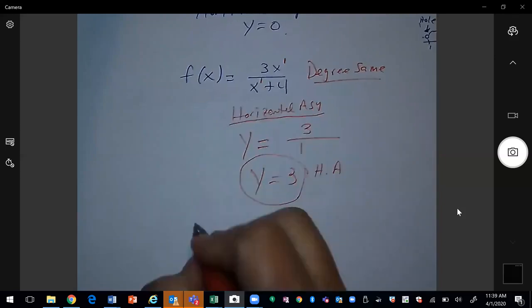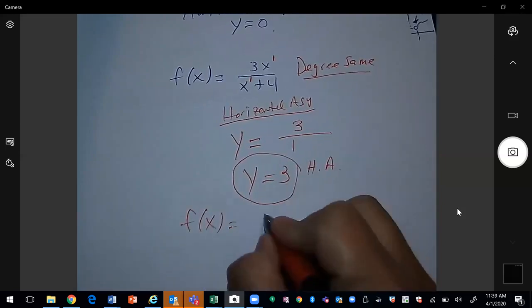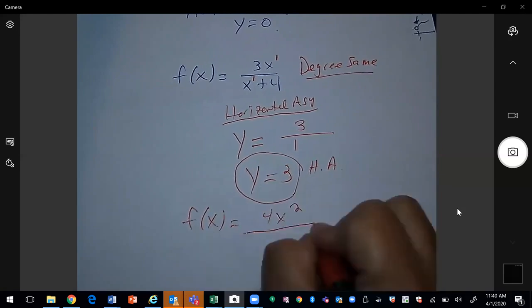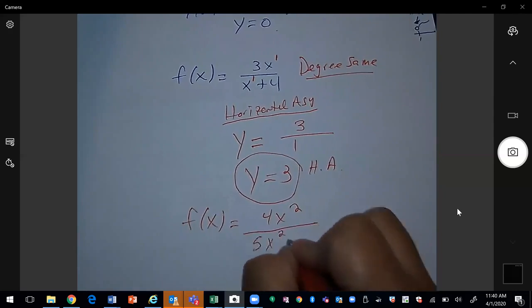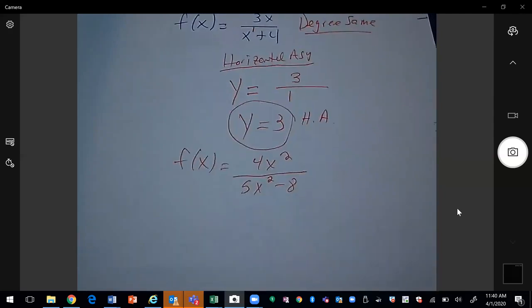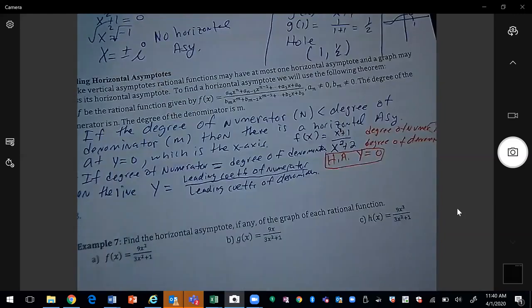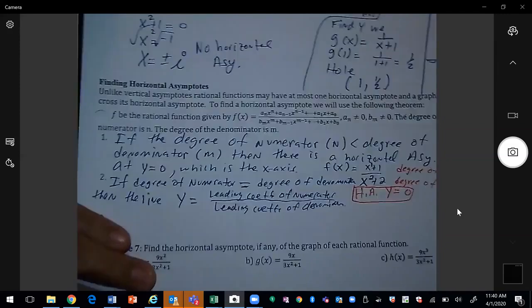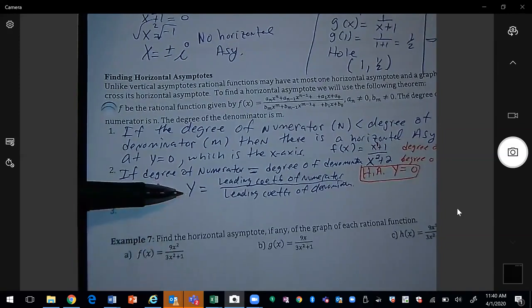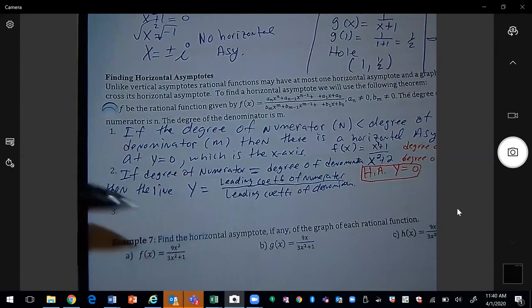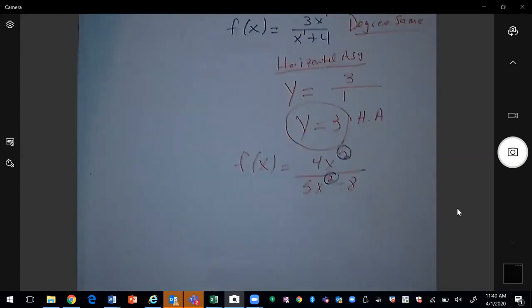And I'm going to give you another example. That way you can try it. Let's say we have 4x squared divided by 5x squared minus 8. Okay. So first, ask yourself to look at the degrees. So the degree here is a 2 and a 2. So they are the same. So that's going to be option number 2. If the degrees are the same, then the horizontal asymptote is y equals the leading coefficient divided by the leading coefficient.